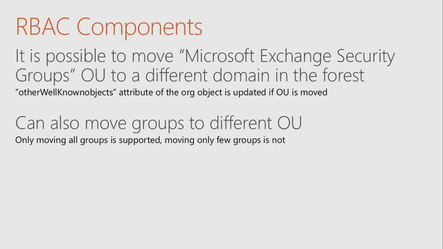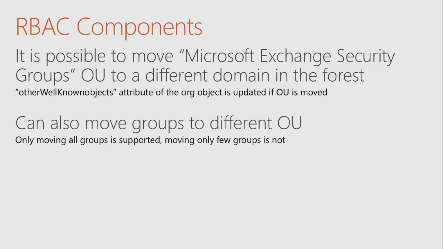And when you do that, the question comes up, what if I move this OU? Would it break RBAC? Would it work? The answer is, if you move that entire OU itself, it would work, because the other well-known objects attribute on the org is modified when you move that. When you do the drag and drop in Active Directory, in the back end, the processes take care of the otherWellKnownObjects attribute, and that's basically pointing to where that OU is. So wherever you moved it, even if you accidentally dragged it with your mouse, it would know where it is, right? So it would continue to work.